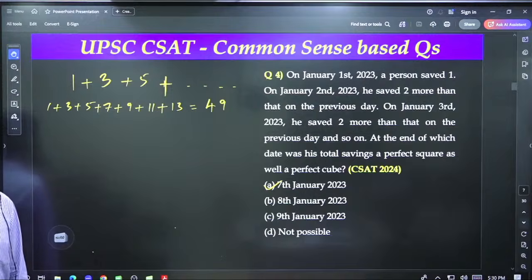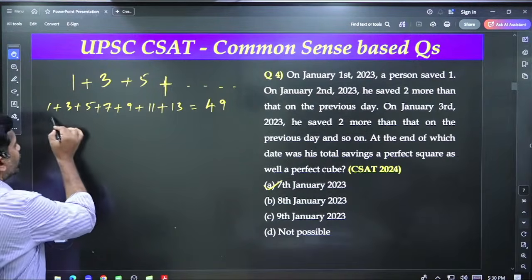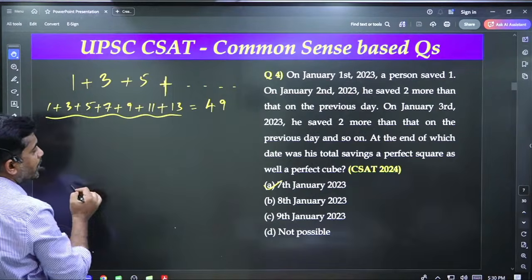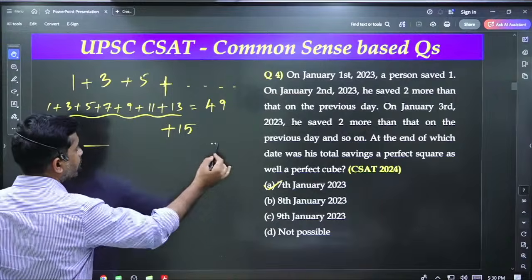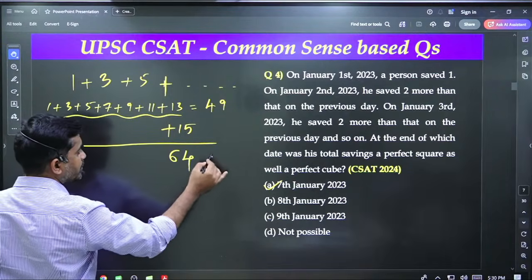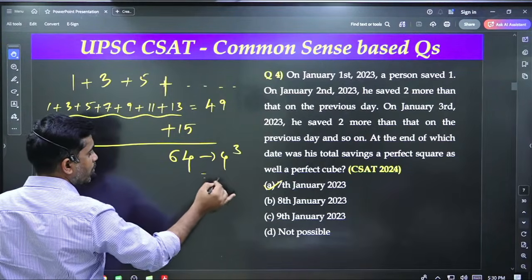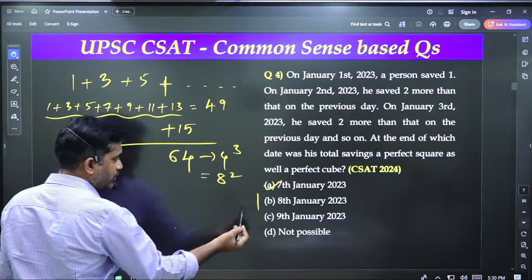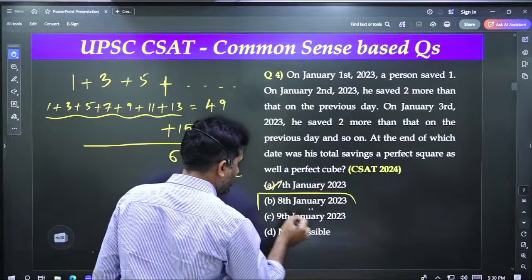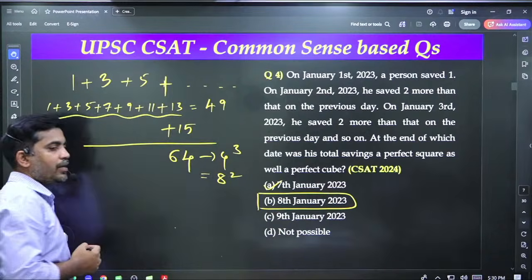Second option, 8th January. 8th January means these 7 days plus the next number 15 will be added. What is the total? 64, which is 4 cube and also 8 square. This number is satisfying. So 8 days required, option B is the right answer.